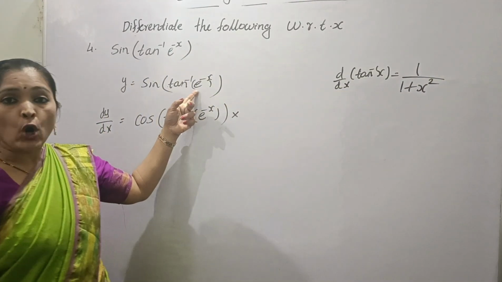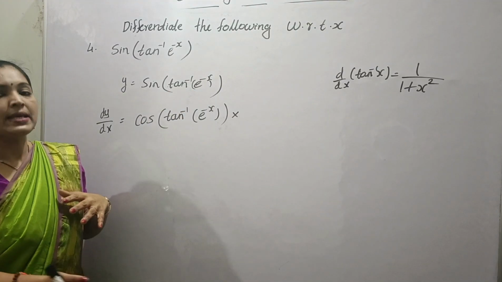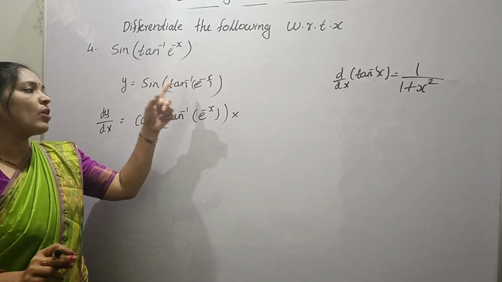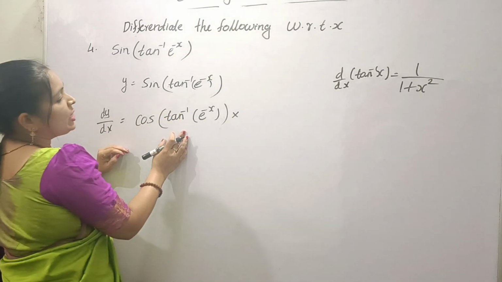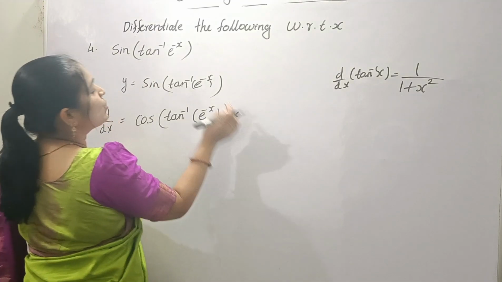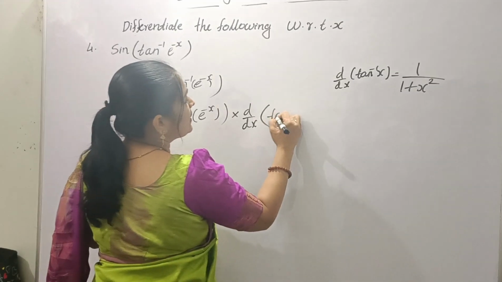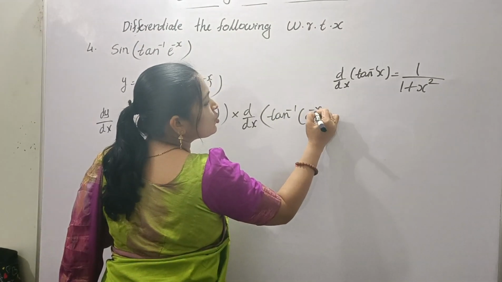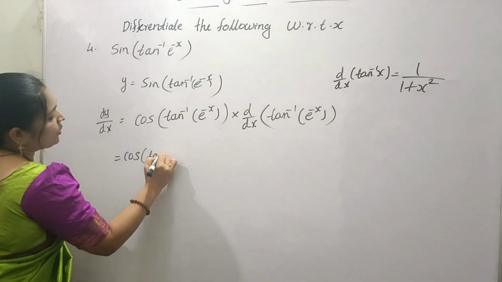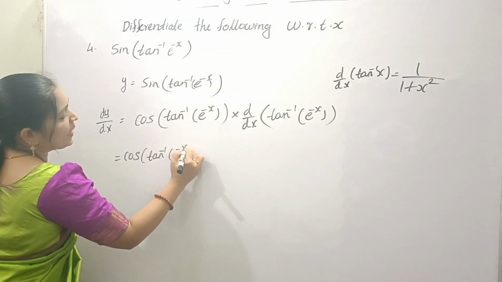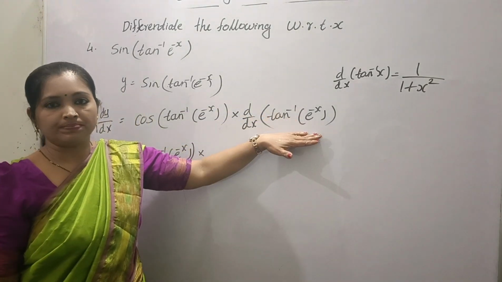But here it is not x, it is e raised to minus x. So in place of x we should write e raised to minus x. Then into derivative of e raised to minus x. So we have cos of tan inverse e raised to minus x into d by dx of tan inverse of e raised to minus x. Now let's find the derivative of this one.